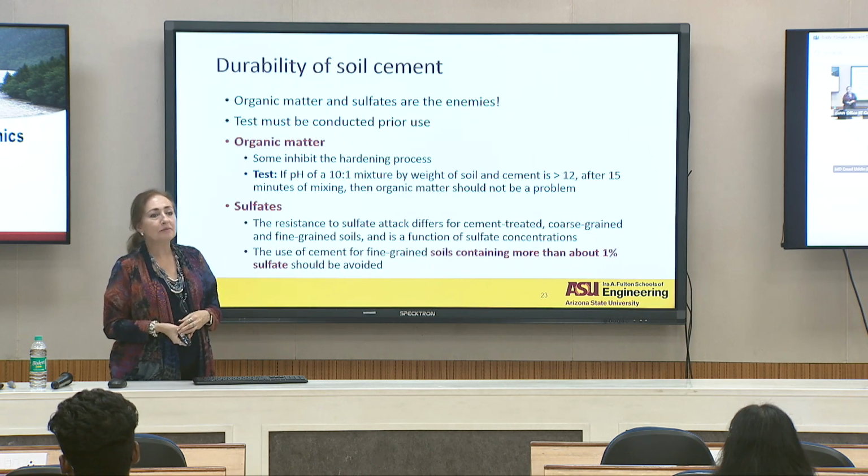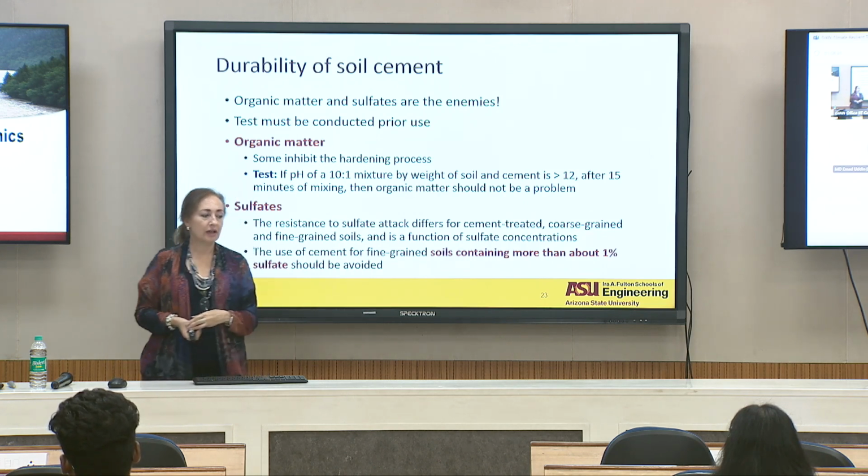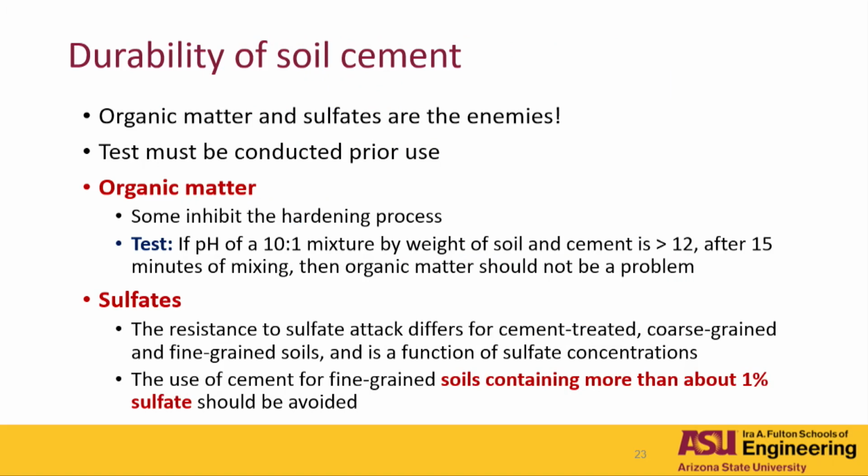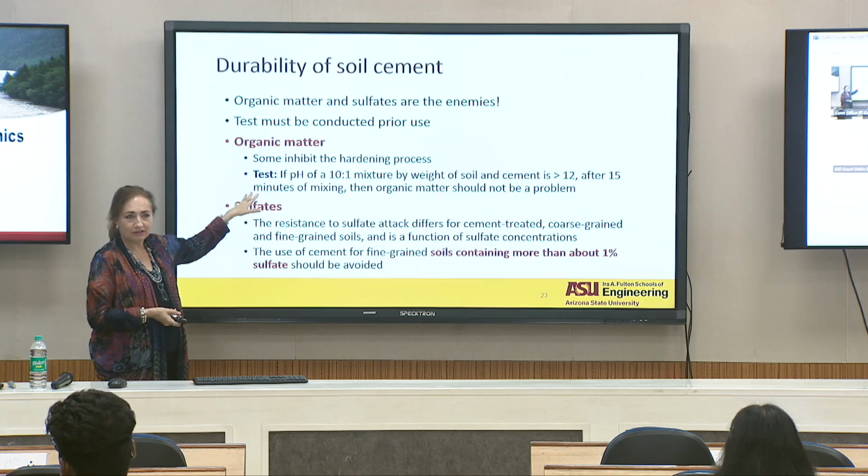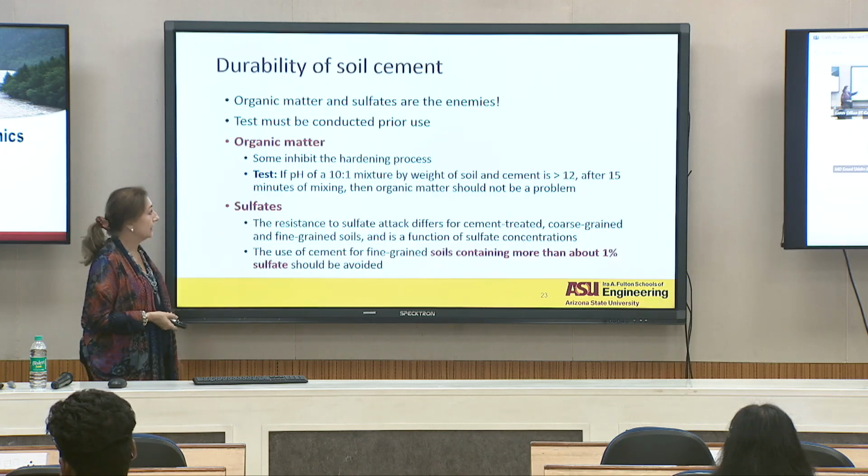Durability. Organic matter and sulfates are the enemies for cement treated material, okay? Tests must be conducted prior to use. If you have organic matter and you cannot avoid that, some inhibit the hardening process, so just test. There is a test that is done, and I brought this one in here because I had a question about organic material that you're going to need to do some stuff on.